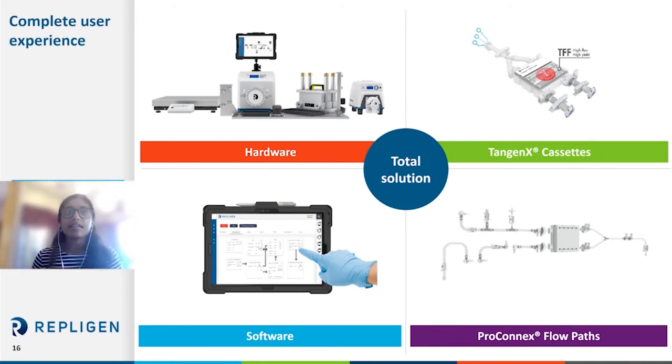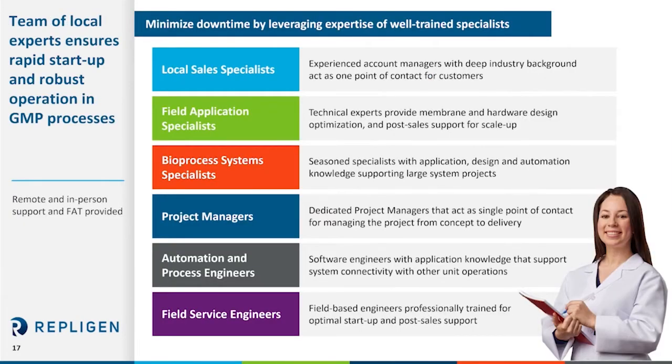The FS15 and the FS500 systems are a complete user experience. The hardware, the software, the Tangentix cassettes, and the ProConnex FlowPath is a total solution from Repligen for flat sheet cassette applications. At Repligen, we have a team of local experts to help you through the implementation of this technology. Local sales specialists, field application specialists, bioprocess system specialists, project managers, automation and process engineers, and field service engineers. We really want to be here to help you be successful.